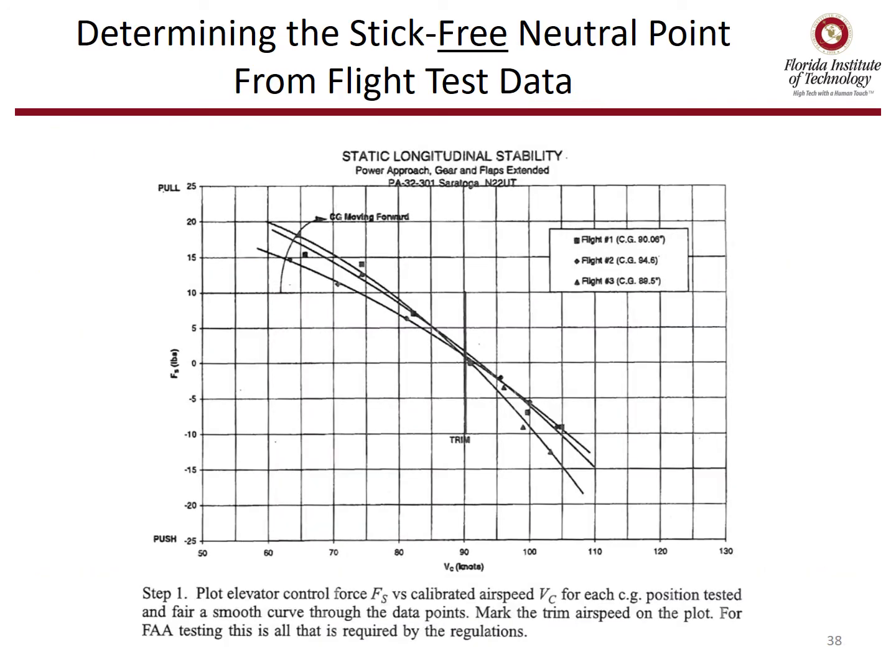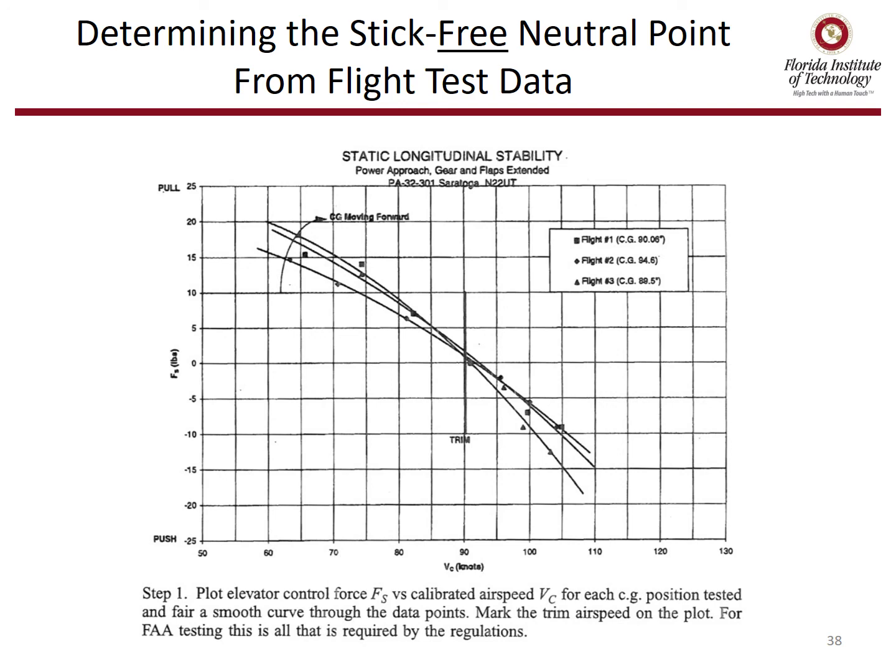So, determining the stick-free neutral point from flight test data, again, we'll break up the class into two or three different data groups, and we'll have you fly at different CGs. One forward, one mid, one aft. And you'll record stick force data when the aircraft is trimmed, say in this case at 90 knots, then you'll go to lower speeds, 80 knots and 70 knots, without retrimming, and you'll have a force. Then you'll go above the trim speed to say 100 and 110 knots. And again, the pilot will record the force.